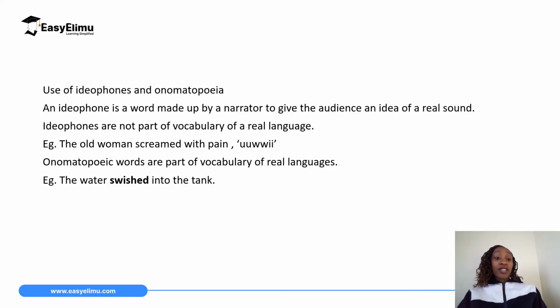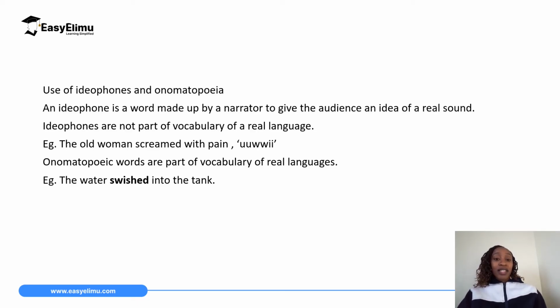And so an idiophone is a word made up by the narrator to give the audience an idea of a real sound. They are not part of a vocabulary of a language. For example, when you say, the old woman screamed in pain, ooh-wee. The word ooh-wee is an idiophone because it is not a real word. When you go to the dictionary, you can't find such a word. But you can use it in narratives to emphasize whatever it is that you're trying to say, to emphasize how painful was it for this woman to scream.